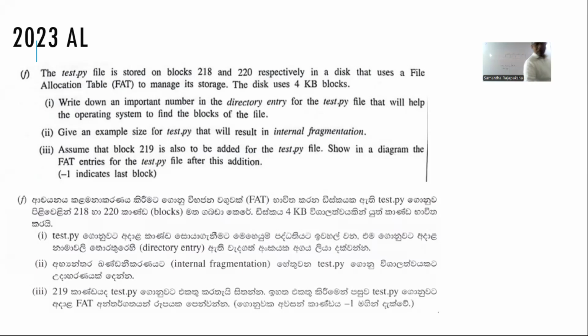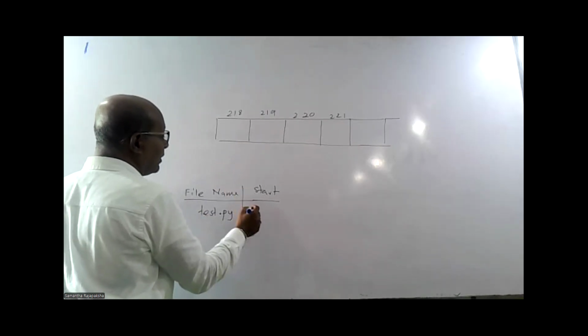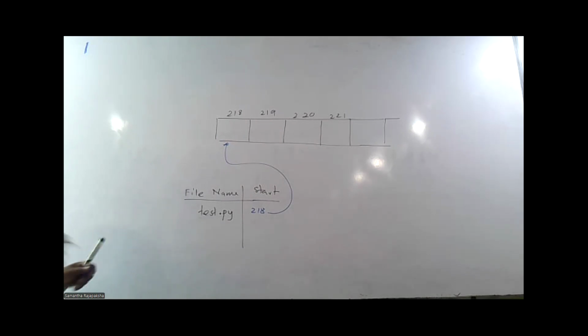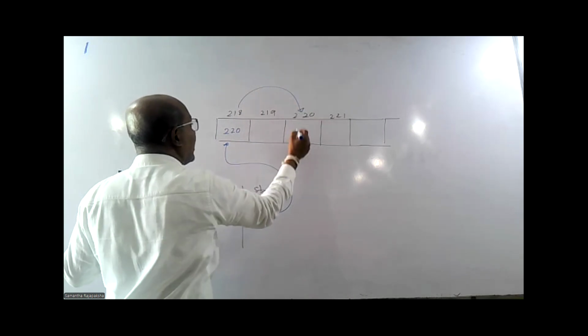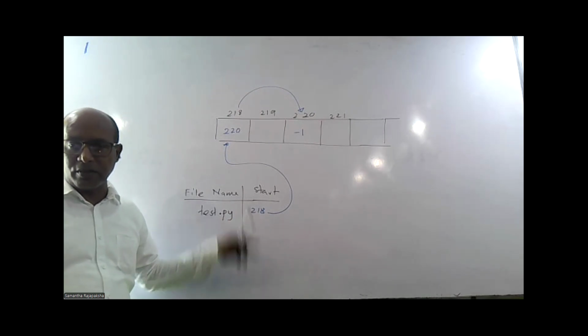Done, sir. Okay, now this one says that it uses block number 218 and 220 for the file. One block is 4 kilobytes. What is important is that 218 is the starting block. When you go there, it says the next one is 220. That will be the last one. Therefore, the important block to store is the starting block.